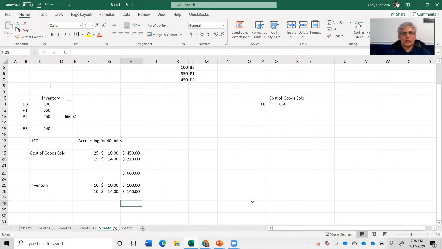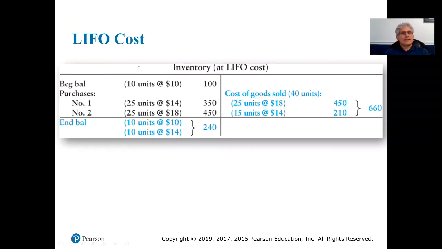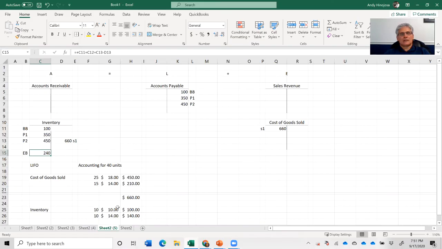So there's 140. We're going to sum up our inventory, and lo and behold, we come up with 240. And that's what's equaled here. This is the last in, first out. This is how it looks using the LIFO method, using the T accounts. We have 240 remaining, and 660 was pushed over to the cost of goods sold.